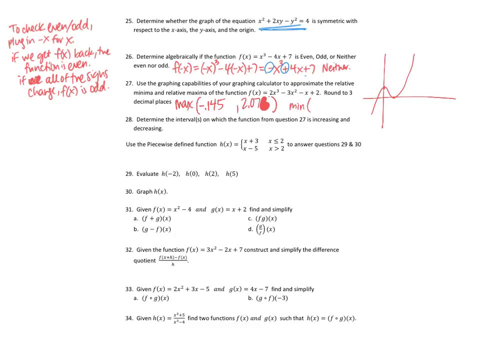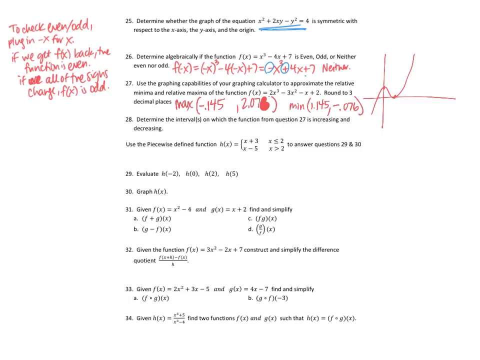So, calculate minimum. I'm going to go to the left of it, and then go over to the right, and it looks like my minimum happens when x is 1.145, and the minimum value here is negative 0.076. So that's the y value and the x value of the minimum.